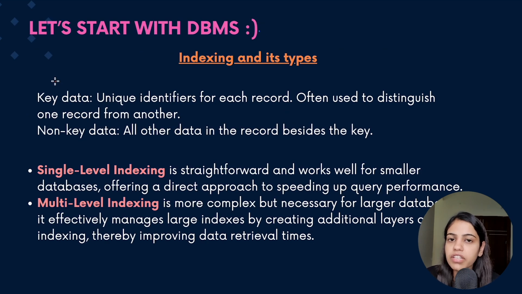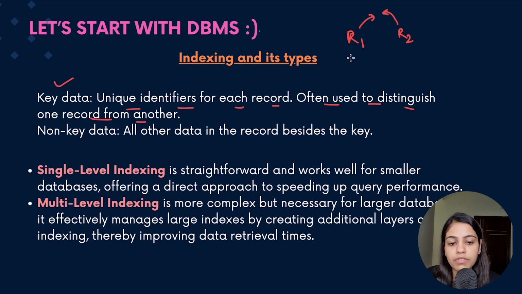Distinguish the indexing based on key and non-key attributes. Now what are they exactly? A key attribute is a unique identifier for each record. It is often used to distinguish one record from another. Consider there are two records R1 and R2; there is an attribute present in R1 and R2 which can help me distinguish between those two records. That is called a key attribute. Now coming to the non-key attribute, it is all the other data in the record besides the key, so all the other columns or attributes besides the key attribute are called non-key attributes.